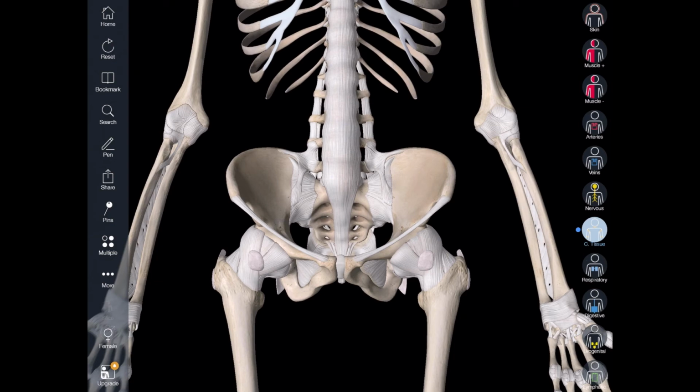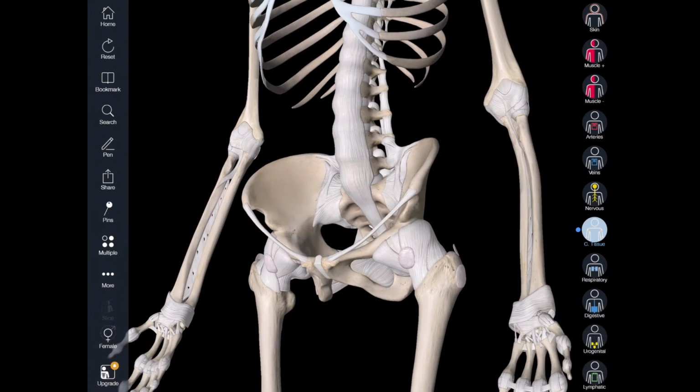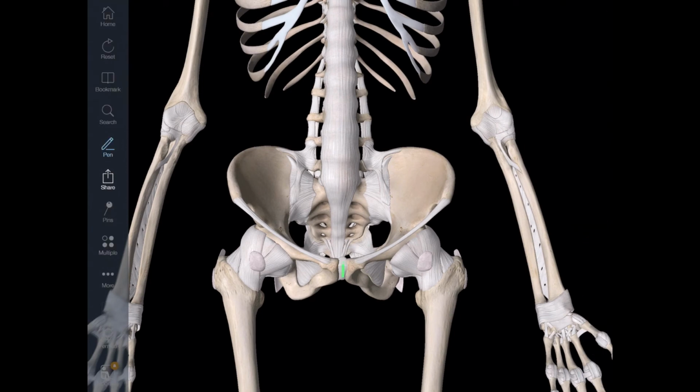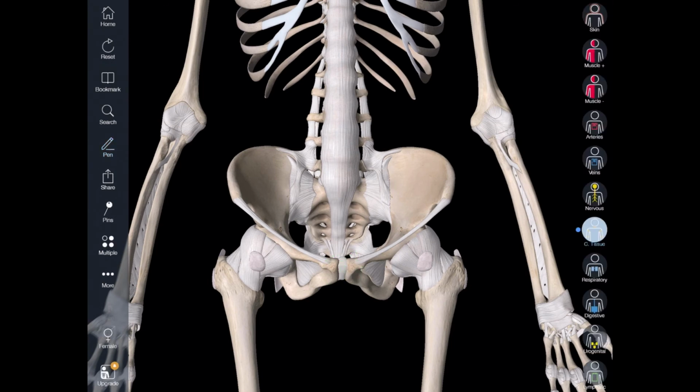Okay, let's see. So we talked about pelvic inlet and pelvic outlet. We talked about some differences between the male and female pelvis. We talked about greater pelvis and lesser pelvis, or the false pelvis and true pelvis. Let me just check my notes here. Oh, the joints. So we talked about the pubic symphysis. That's the disc right there, where the two pubic bones come together. That's one of the joints of the pelvis.